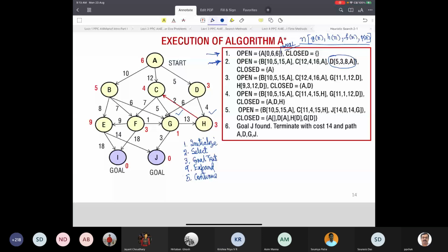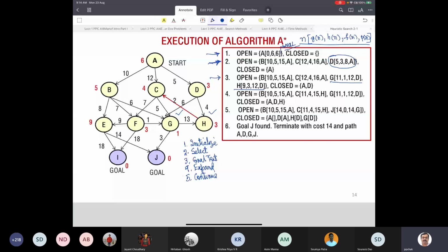The G value of node G is 11. Its H value is 1. And therefore its F value is 12 and its parent is D. For node H, its G value is 9, H value is 3, and F value is 12, and its parent is D. Good, thank you.